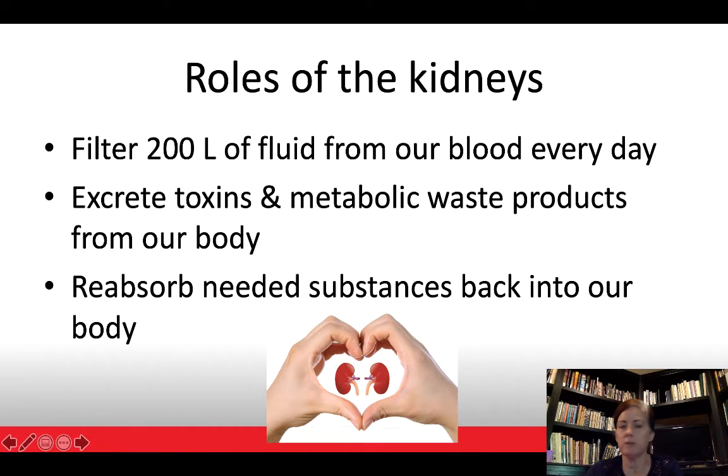Kidneys are responsible for filtering about 200 liters of fluid from our blood every day. Just for a second, picture that in your head. 200 liters is a lot of fluid that gets routed through the kidneys. Now, the grand majority of that gets absorbed back into our body, but our kidneys are responsible for processing that. As a result, they're able to excrete substances that we don't want to keep in our body, and we're going to reabsorb or reclaim substances that we do want to hold on to.